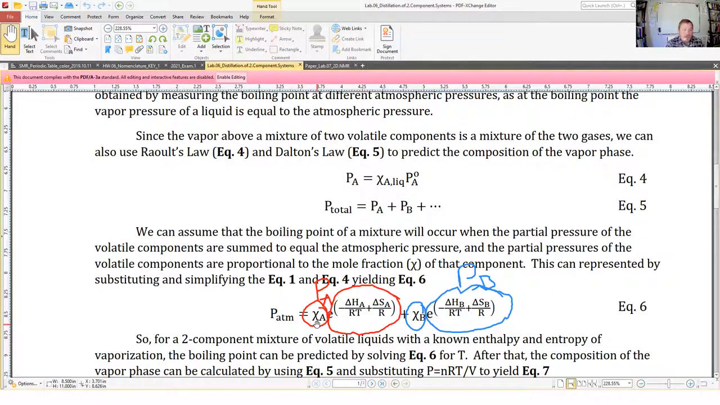So we have a way to calculate vapor pressure as a function of temperature for the pure substances. For the combined substance, all we're going to do is say the mole fraction in the mixture times the normal vapor pressure is going to be the modified vapor pressure, right?